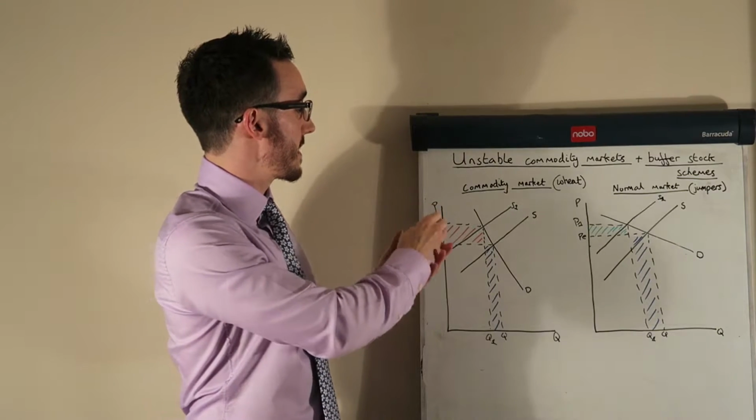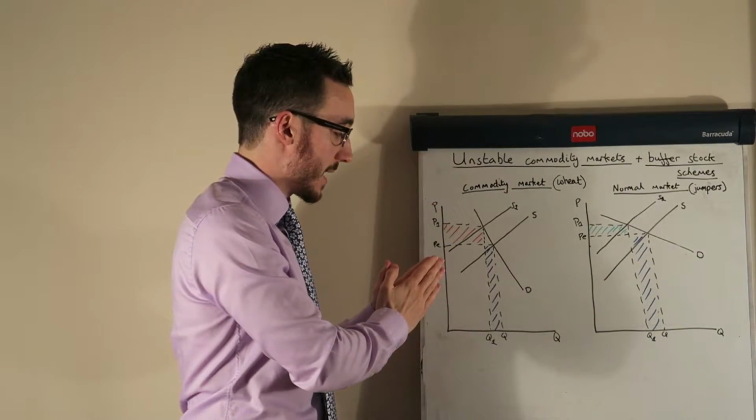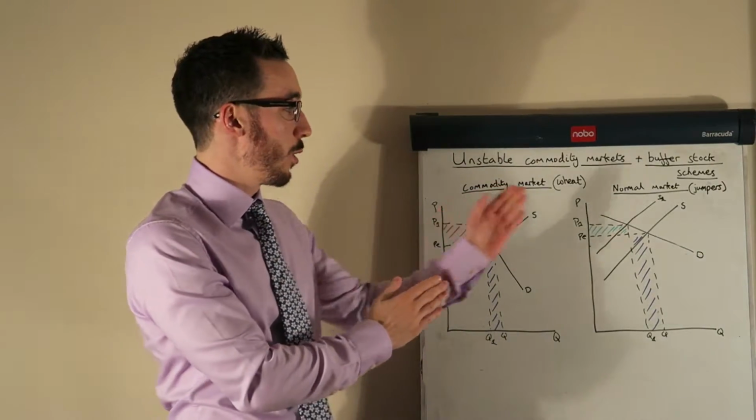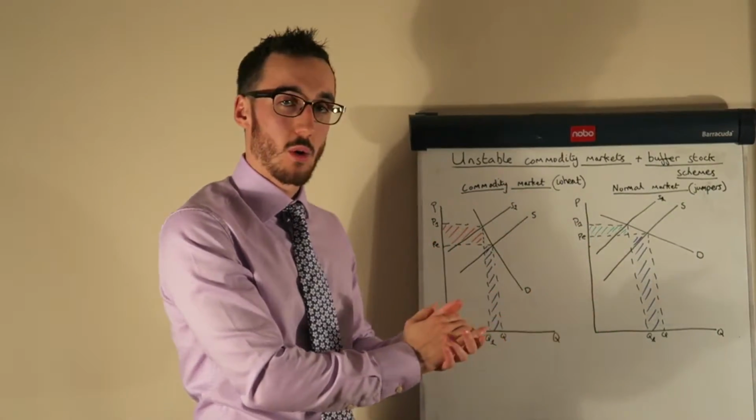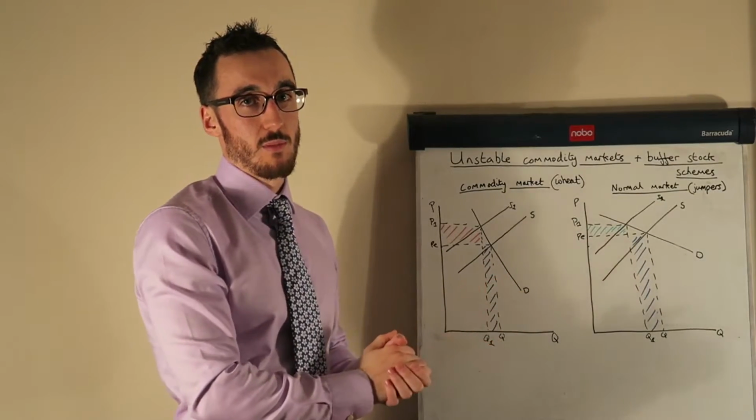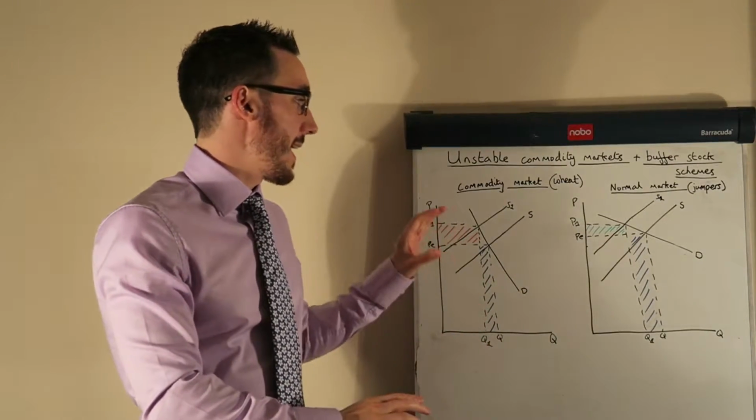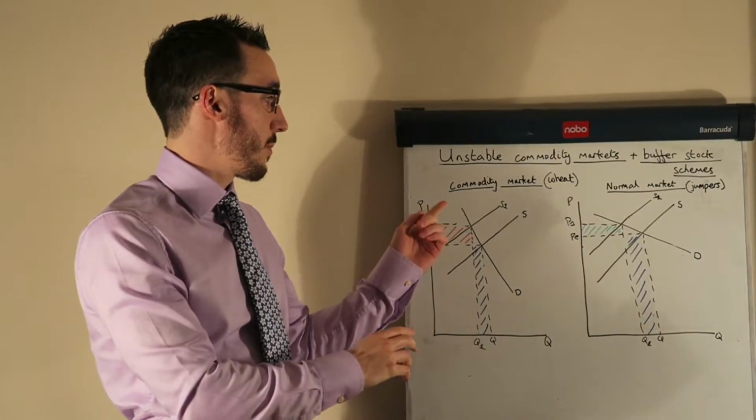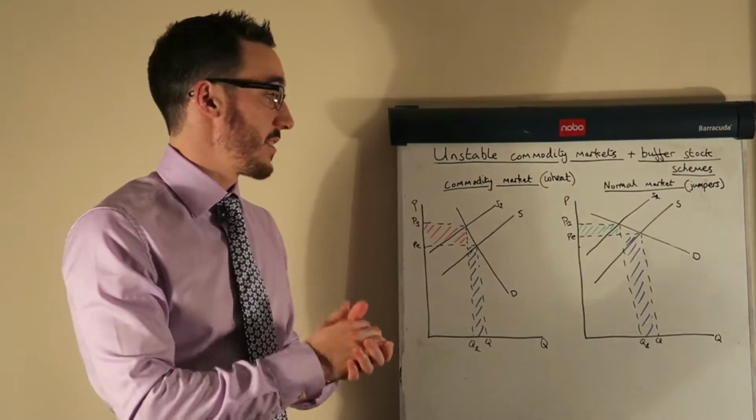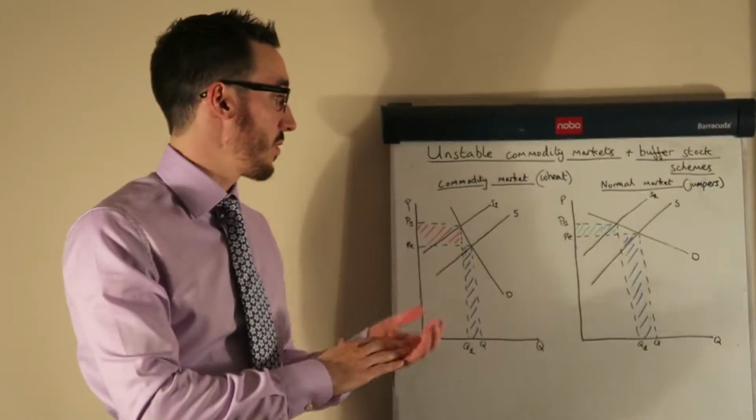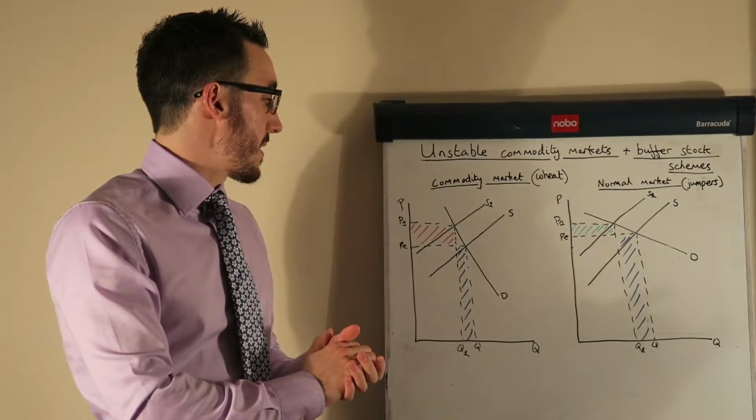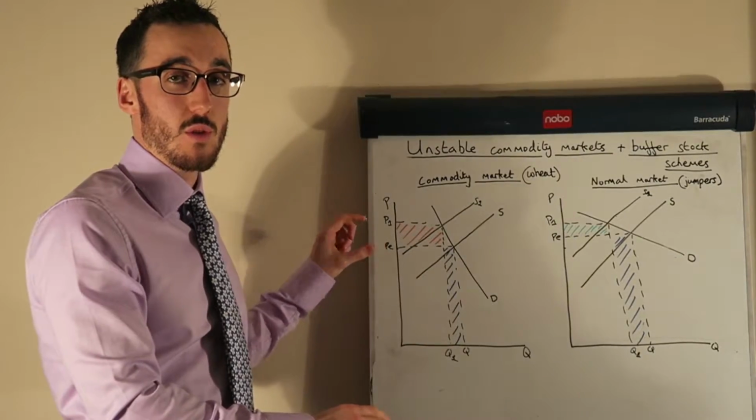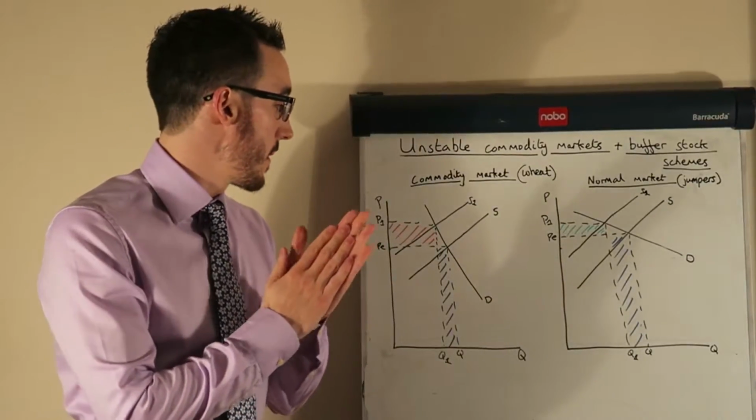So we have shown that in a commodity market, a change in quantity causes a much larger change in price. In a normal market, a change in quantity causes a relatively smaller change in price. Now, as I've already said, consumers rely on commodities to live and to work. With oil, they need to get to work. With wheat, they need to eat. And so this large change in price can cause quite a lot of issues for consumers and for producers.